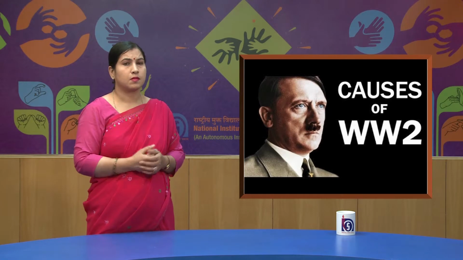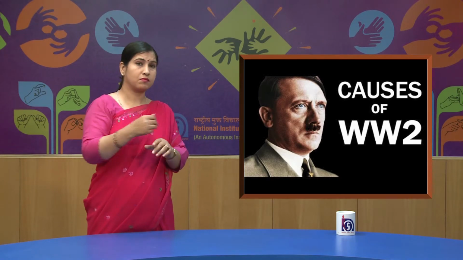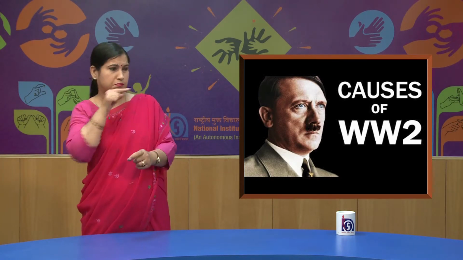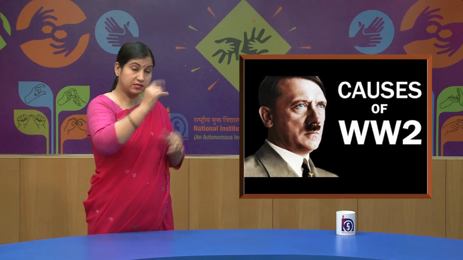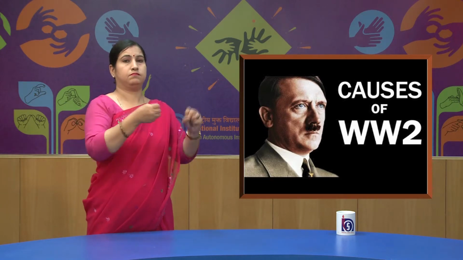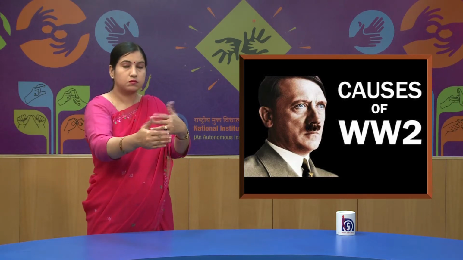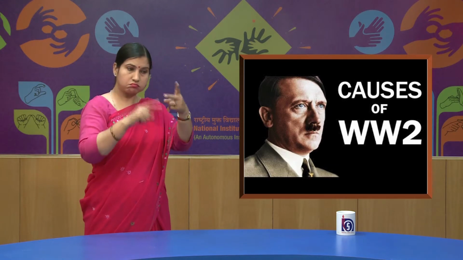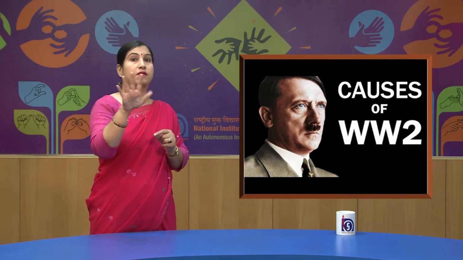However, the immediate cause of the Second World War was the attack of Germany on Poland on 1st September 1939. This war proved to be far more destructive than the First World War and came to an end in September 1945. We will now focus on the results of Second World War.